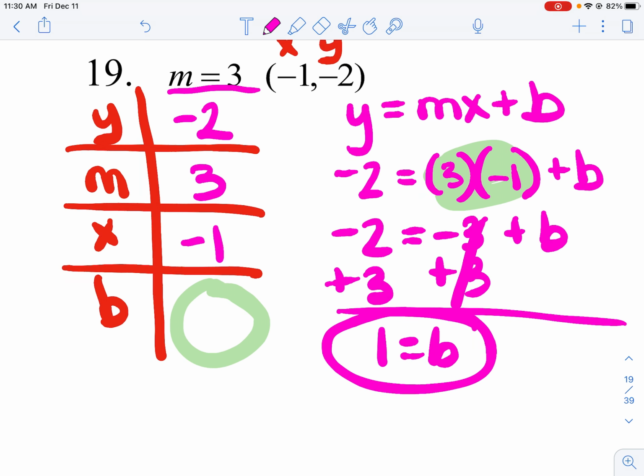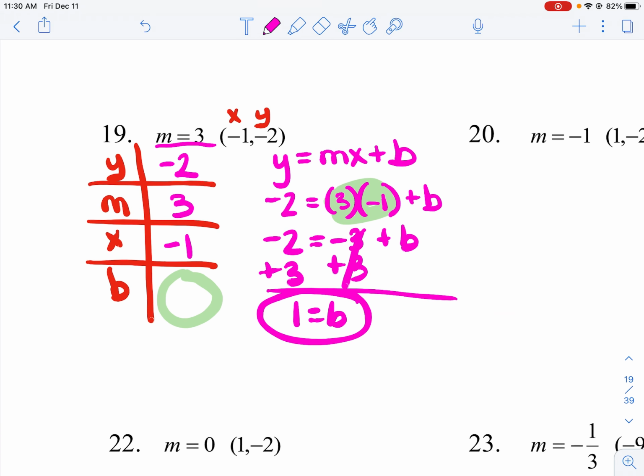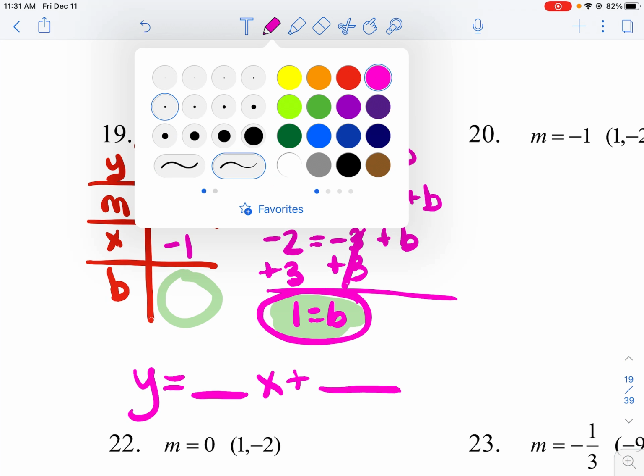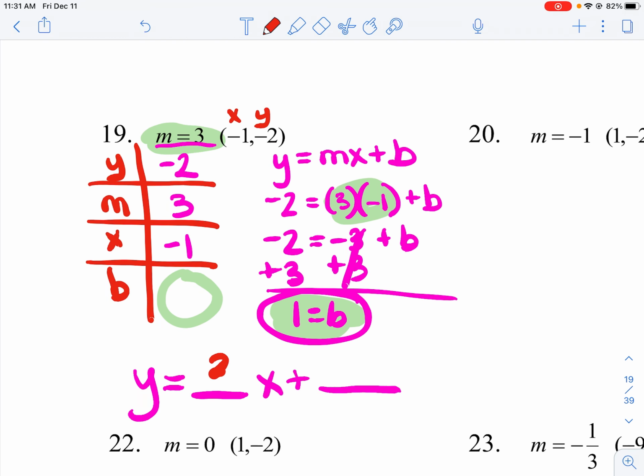No, you're not. No way, Jose. You have your m and you have your b. Remember our directions. We need to write it in y equals mx plus b form. So instead of putting in m, I'm going to put in 3. And instead of putting in b, I'm going to put in 1.